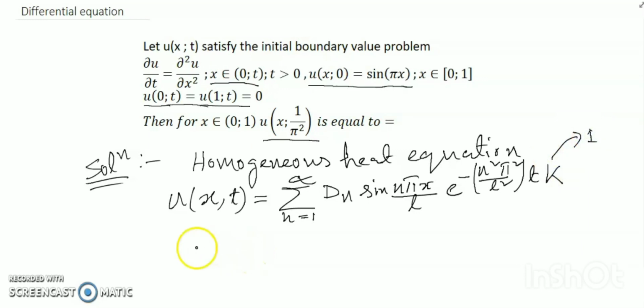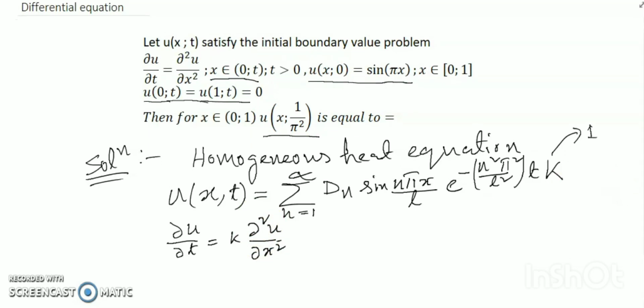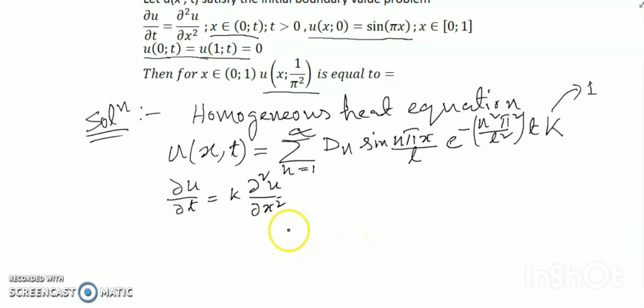In which case, if this equation is del u by del t equals k del square u by del x square, now dn equals to, okay, u(x,t) equal to dn, yes, this formula.